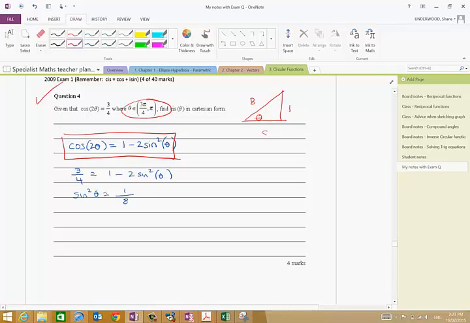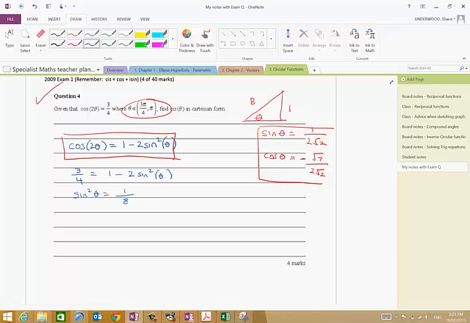So sine of theta would be 1 on root 8, or 1 on 2 root 2, then cos of theta would have to be negative because it's in the second quadrant. So that's negative, and using Pythag we get negative what? What was it? Root 7 on 2 root 2. Thank you. Okay, so we've now worked out that triangle.